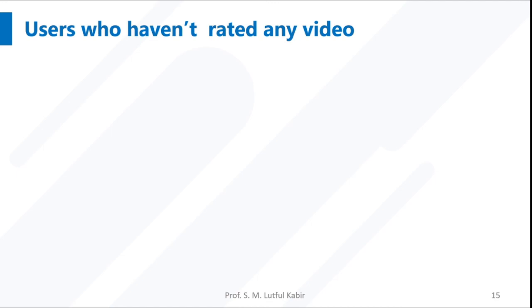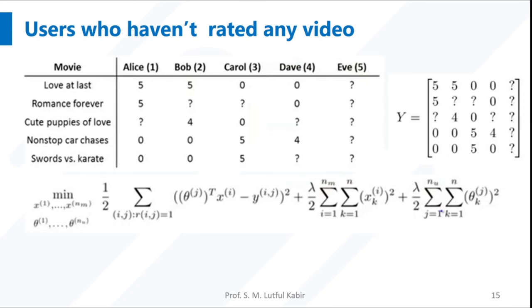The particular user has not rated any video. Either he has not watched it or he didn't rate any movie. So how to predict the rating that the user could have given? Let us see this picture. A new user, Eve, has not rated any movie, so the question mark indicates that.